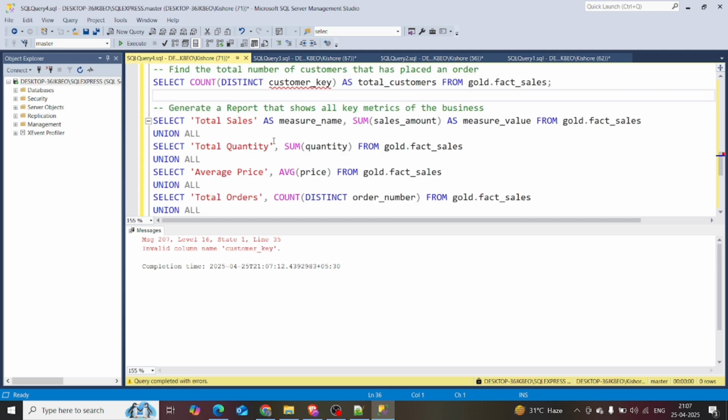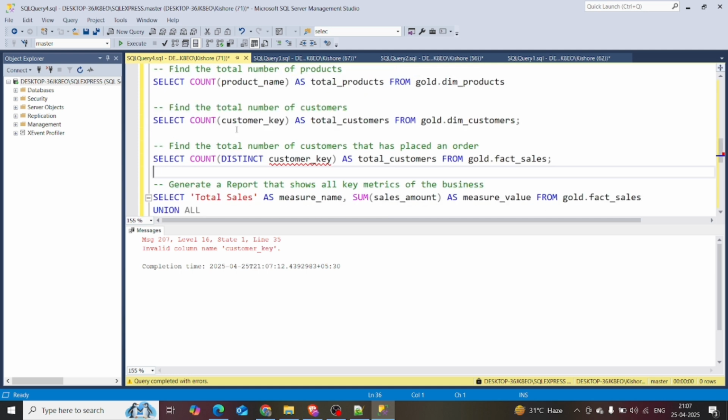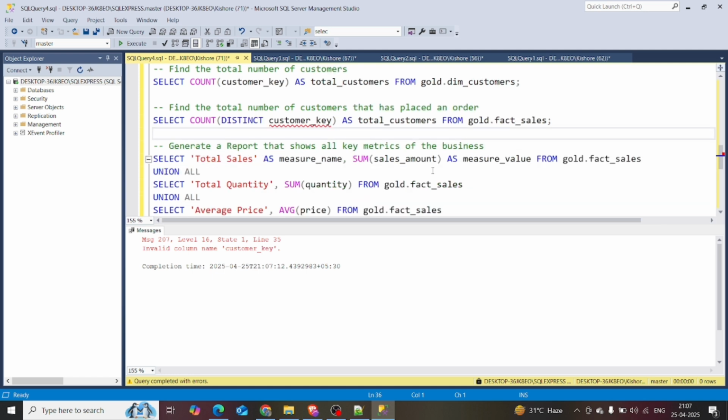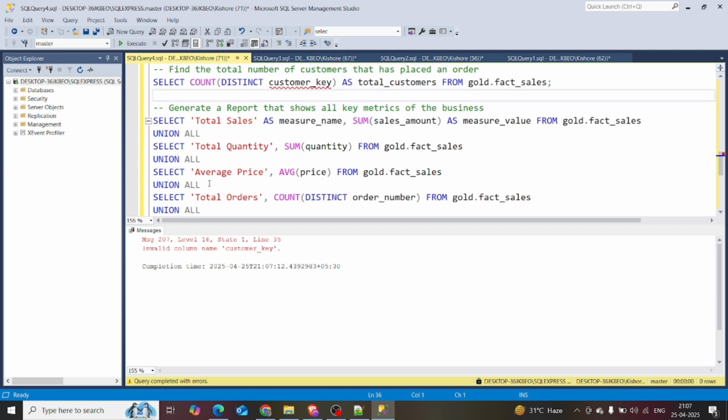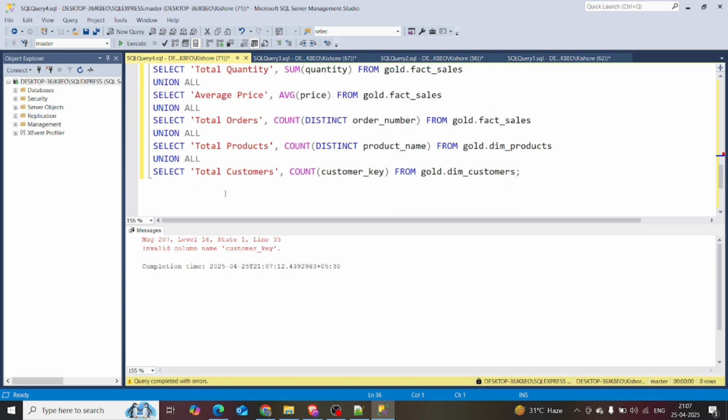First, select the total sales, which we discussed in the previous section: total sales as the measure name, and sum of the sales amount as the measure value from the gold fact table. And we are combining all of them using a union. What is meant by union? It combines, similar to joins, but it combines tables with the same data types. And we are using union all with total quantity, average price, total orders, and total customers.